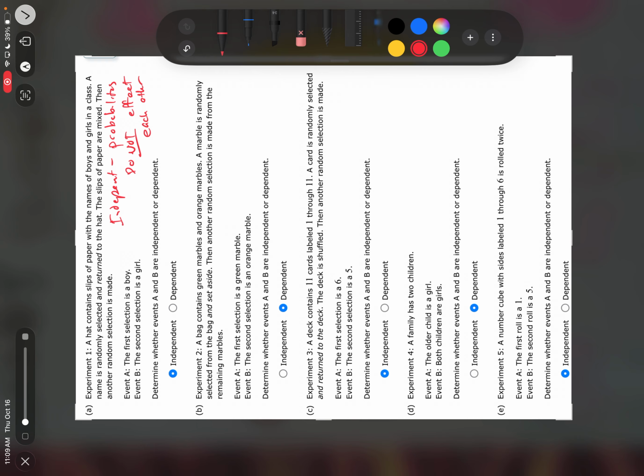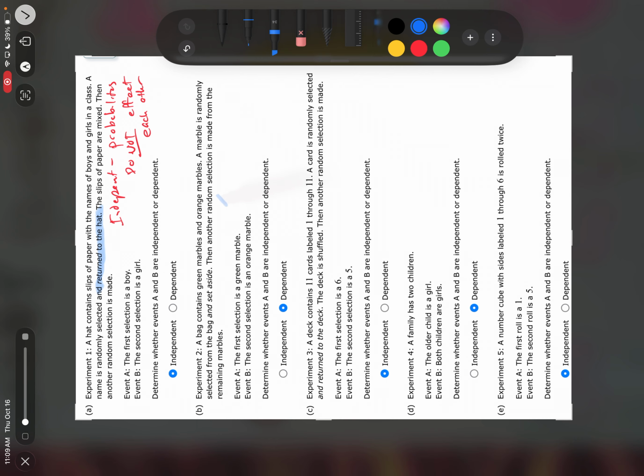So they call that replacement. I replace the student back in, right? So the replacement is independent, and if you don't replace, it's dependent, okay? So here a hat contains slips of paper, and the key word there is that replacement word. A hat contains a piece of paper with the boys and girls names of the class. A student is randomly selected and then returned to the hat. So the first selection is a boy. I return it to the hat, so I have not changed the probability.